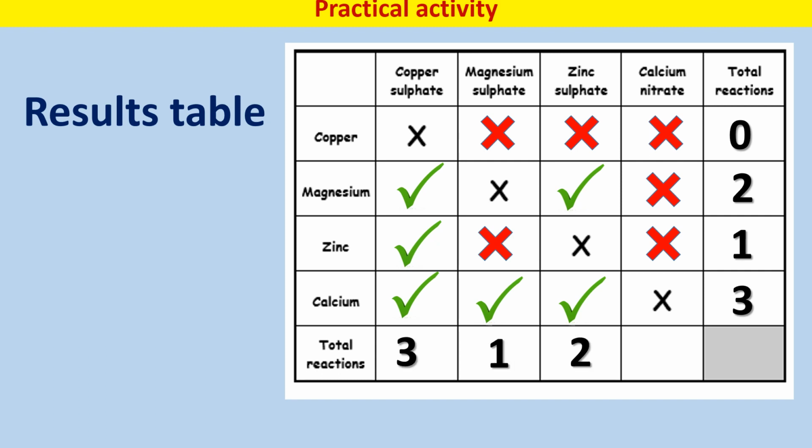You can see how the number of reactions differs, and the total number of reactions will link to their reactivity. If you've got 3 reactions, then you're the most reactive, so that'd be calcium. The second most reactive has got 2 reactions, that'll be magnesium. The third will be zinc, that's got 1, and then copper has none. So it just helps you to work out the order of reactivity.